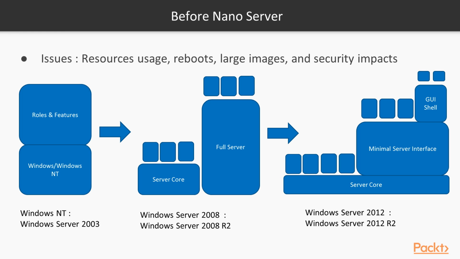What do you mean by resource usage? It means that infrastructure requires too many resources. If the operating system consumes few resources, the VM density can be increased. The higher the VM density, the lower the cost, and it increases the efficiency and margins.